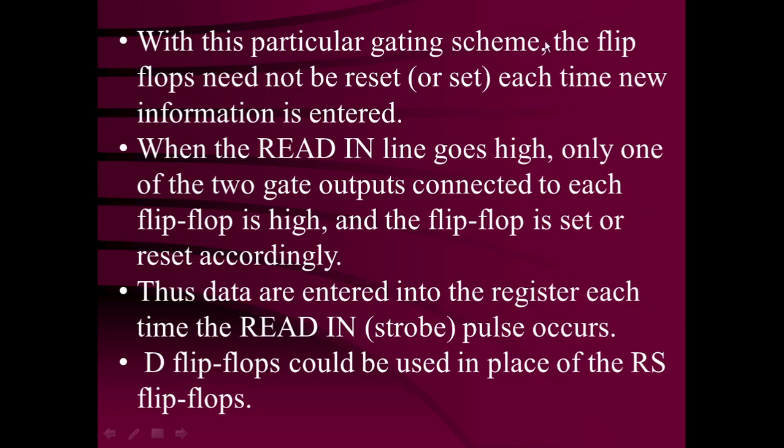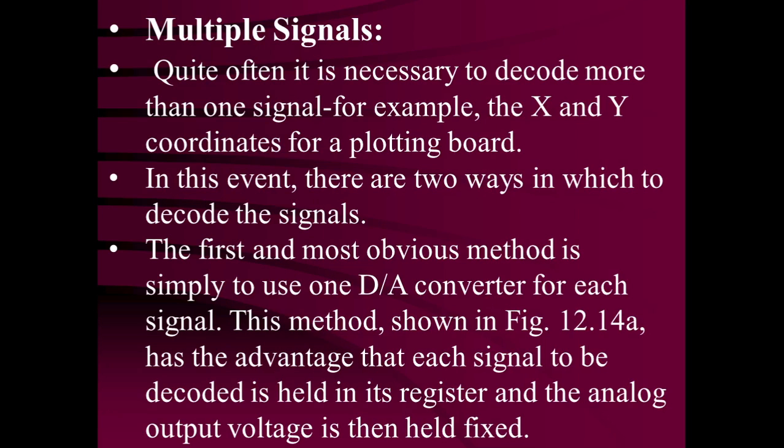So with this particular gating scheme, the flip-flop need not be reset or preset each time new information is entered. When the read-in line goes high, only one of the two gate outputs connected to each flip-flop is going to be high, and the flip-flop is either set or reset according to the digital inputs. Thus, the data are entered into the register each time the read-in or strobe pulse occurs or goes high. Either D flip-flops or RS flip-flops could be utilized for this shift register.